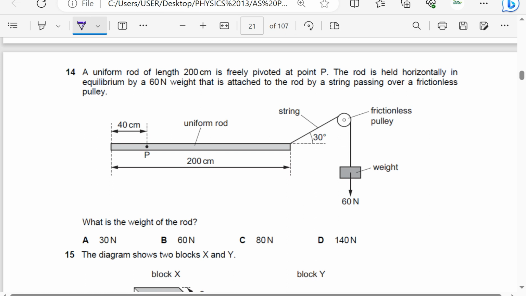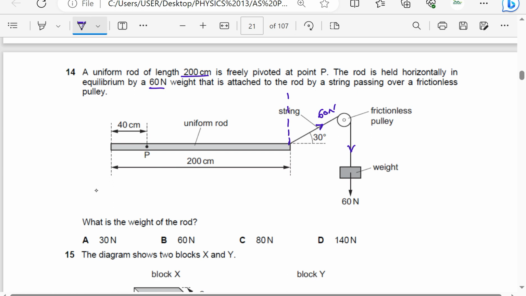A uniform rod of length 200 centimeters is freely pivoted at point P. The rod is held horizontally in equilibrium by a 60 Newton weight that is attached to the rod by a string passing over a frictionless pulley. What is the weight of the rod? Of course, if this pulls downwards by 60 newtons, the tension in this direction is going to be 60 newtons for equilibrium. So you could resolve this vertically upwards if you want to easily tell the perpendicular distance from the point P. So you want to find the weight of the rod.